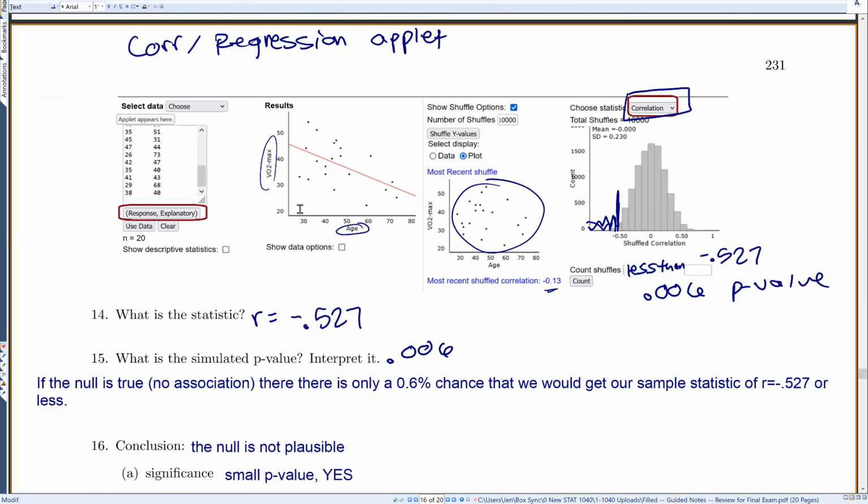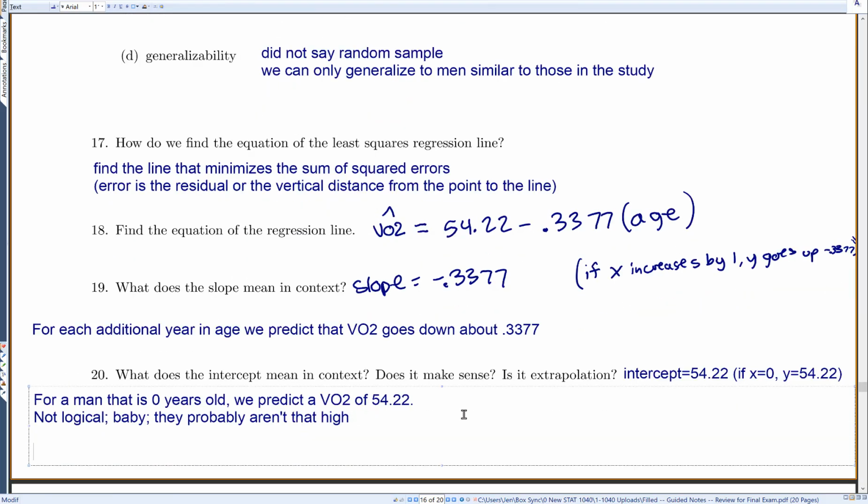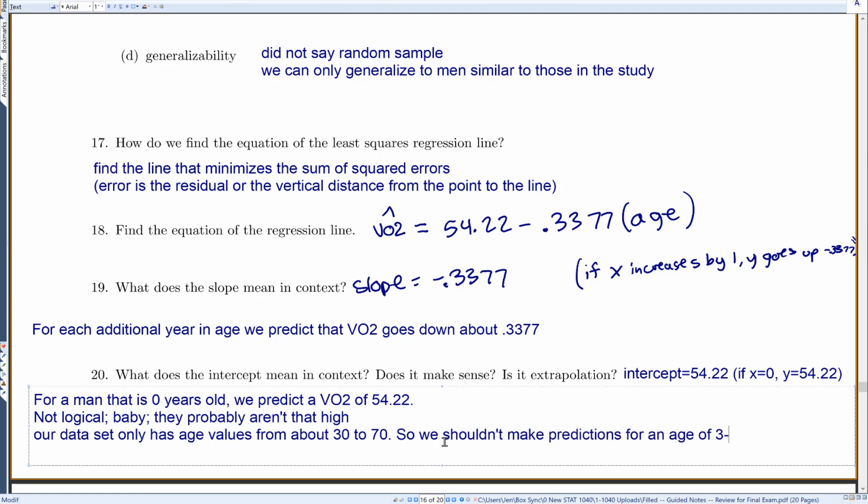Our scatter plot only goes from about 30 to 70-ish. So our data set only has age values from about 30 to 70. Okay. So we shouldn't make predictions for an age of 0. That is extrapolation.